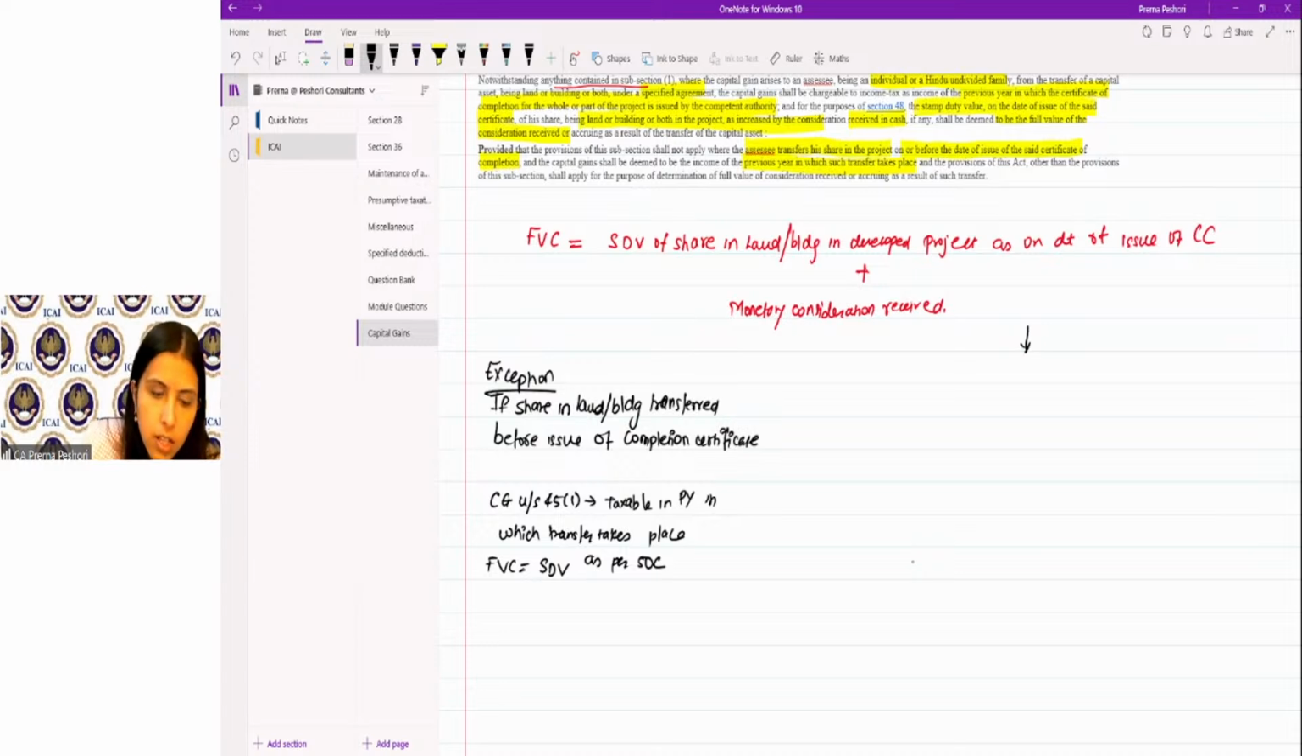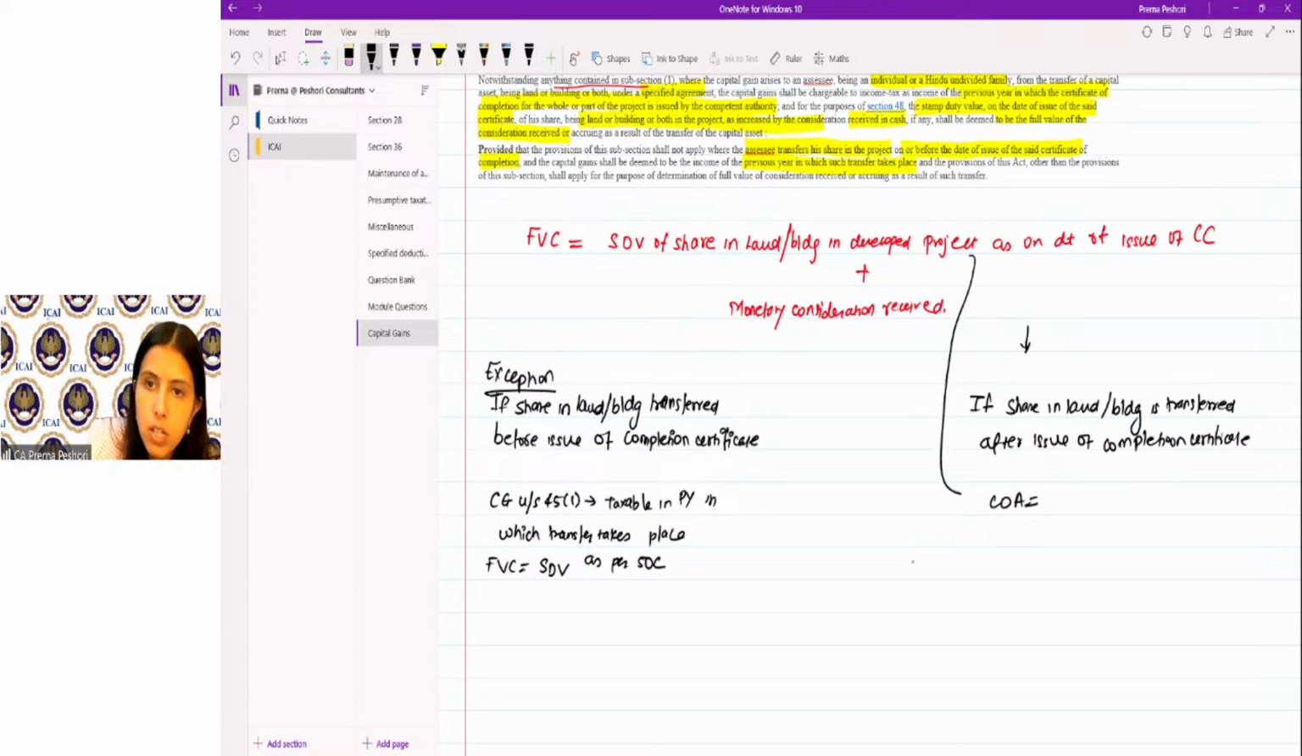If share in land or building is transferred after issue of completion certificate, then for the cost of acquisition, you will take this amount: stamp duty value, sorry, stamp duty value or full value of consideration as per section 45(5)(a). Are we clear? Any doubt?